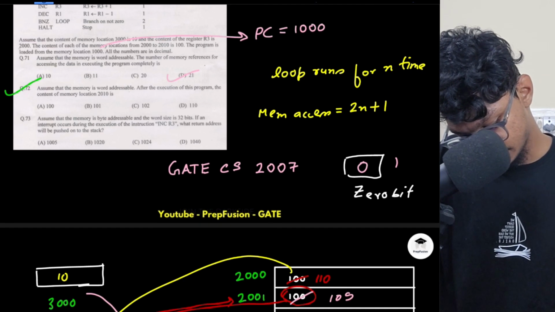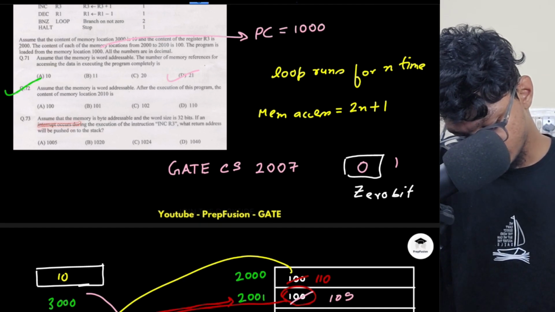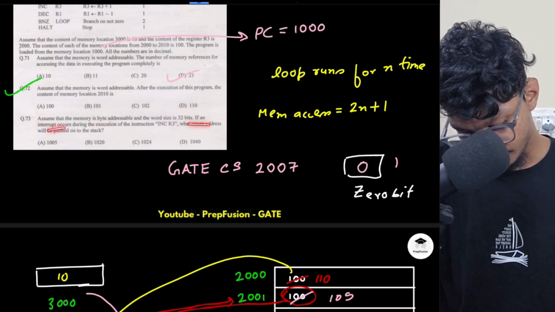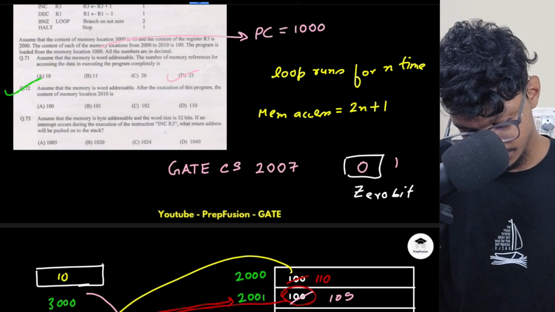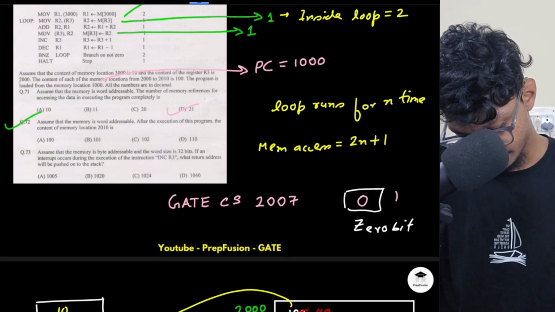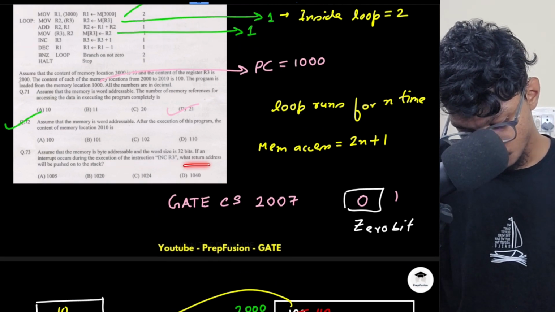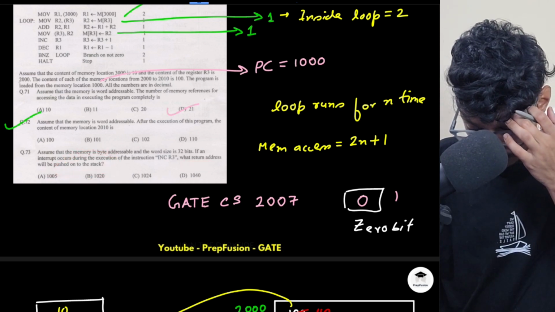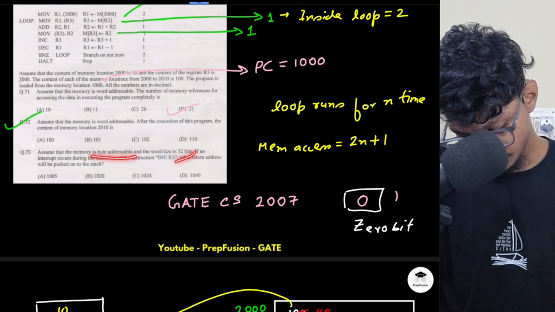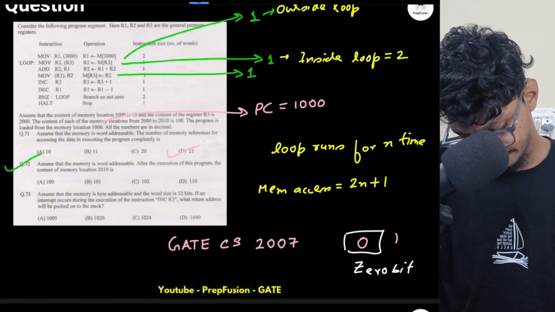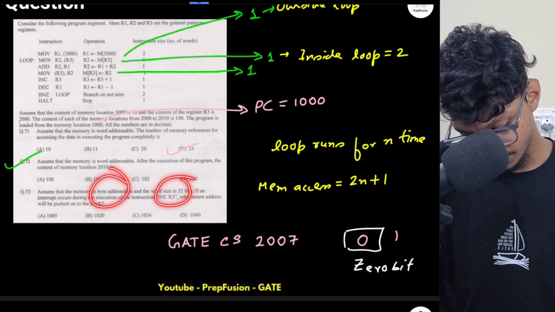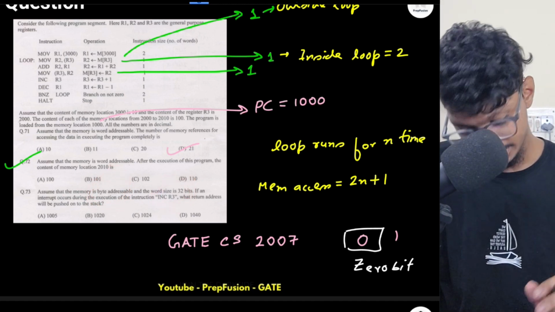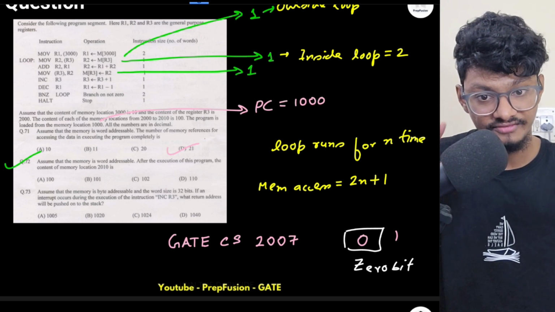Now, assume that the memory is byte addressable and the word size is 32 bits. If an interrupt occurs during the execution of the instruction increment R3, what return address will be pushed onto the stack? It is byte addressable with word size 32, so I don't care about the word size. So how do I find out the return address if it is byte addressable?